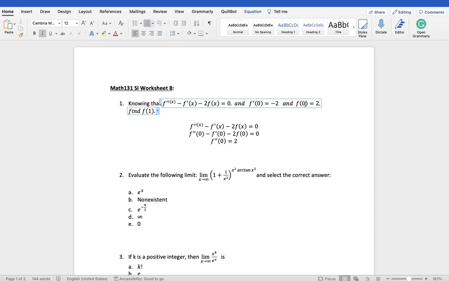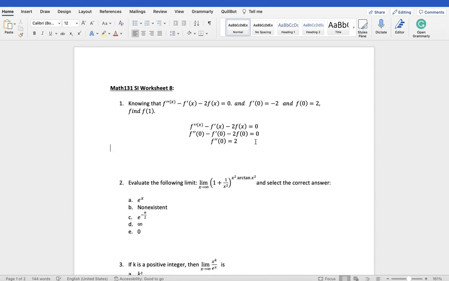Okay, so think of functions, for example. Any functions that you can think of? We have 3 conditions. That function needs to be such that when you substitute 0, you get 2. When you substitute 0 into the first derivative of that function, you get minus 2. When you substitute 0 into the second derivative of that function, you get 2 as well, right?